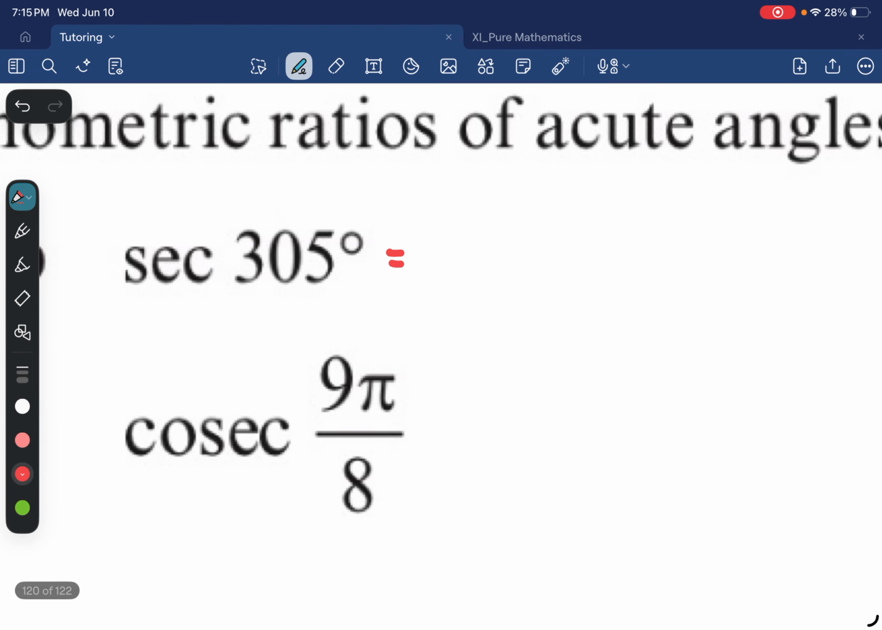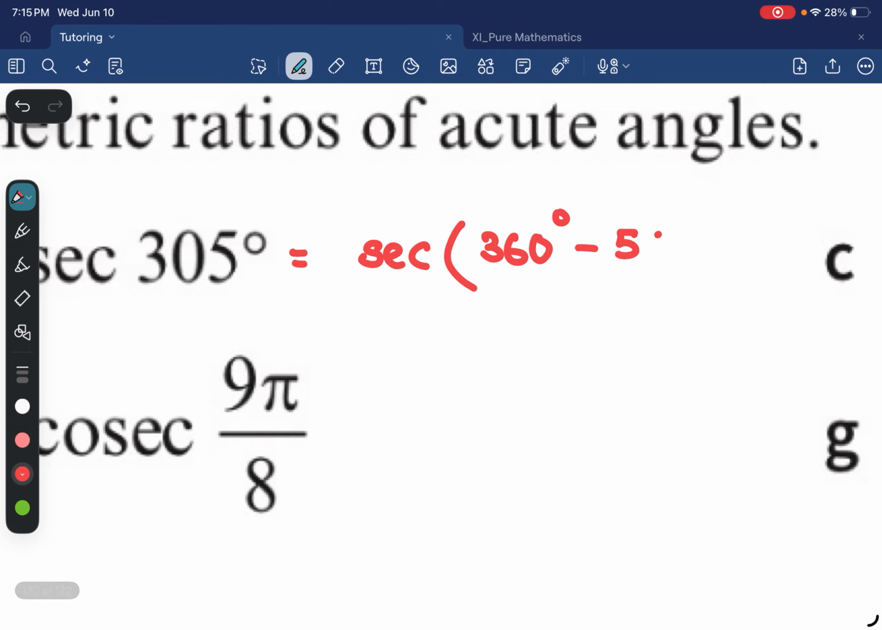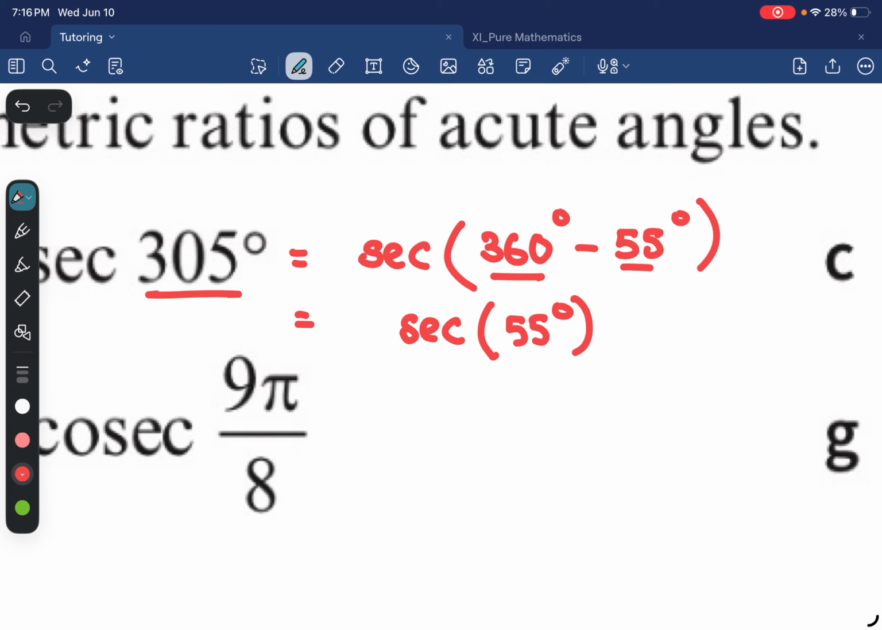Secant 305 degrees, right? I can write this as secant of 360 degrees minus 55 degrees. So I wrote it in terms of always 0, 180, 360. So secant 360, I can keep secant as it is. I choose my second angle, 55. But now, secant 55. So this is an acute angle, right? 305 degrees, what quadrant is it in? If you draw your quadrant out, you will see that this angle is in the fourth quadrant. And in the fourth quadrant, what is positive? Cosine is positive, secant is positive. So my answer is positive secant 55 degrees.